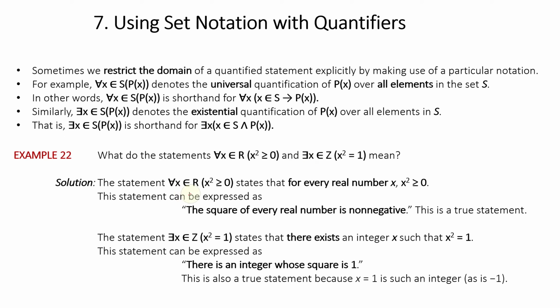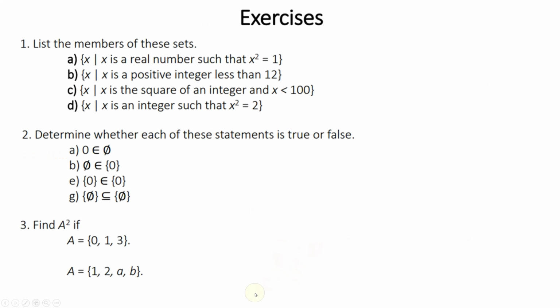So yeah, this is what it means. For every real number x, the square of every real number is non-negative. And this statement means that there exists an integer x such that x squared equals 1. So there is an integer whose square is equal to 1. That's the exact same thing, just translating these to some words. And let's have some fun with those exercises before we move on to the next part.